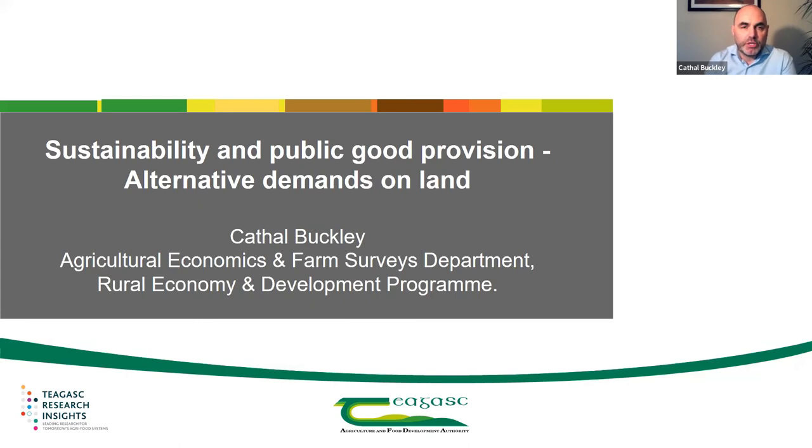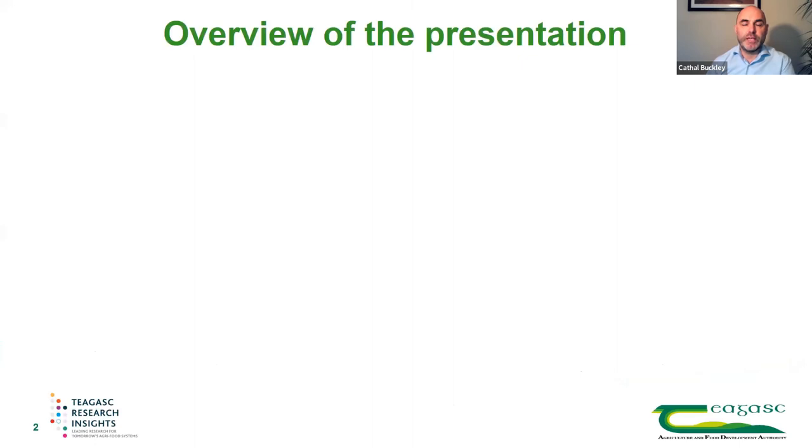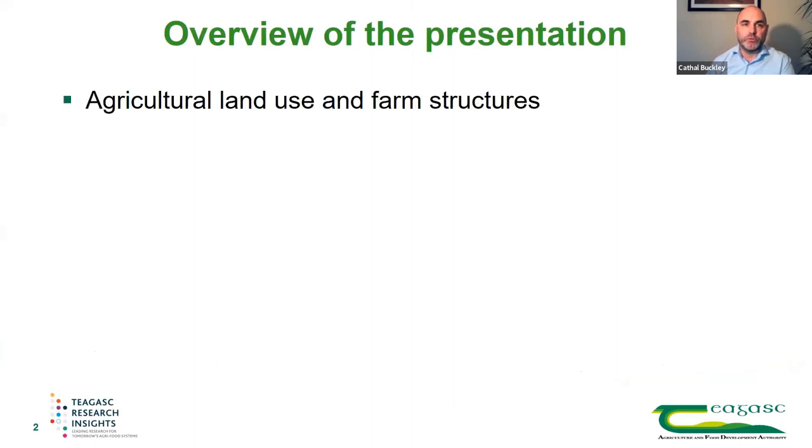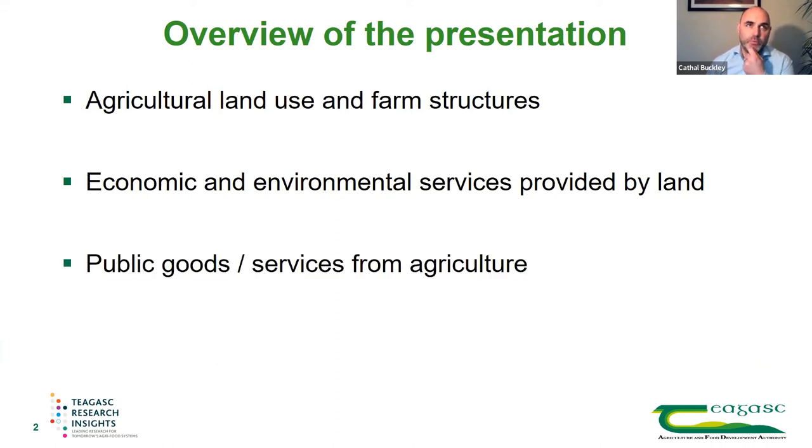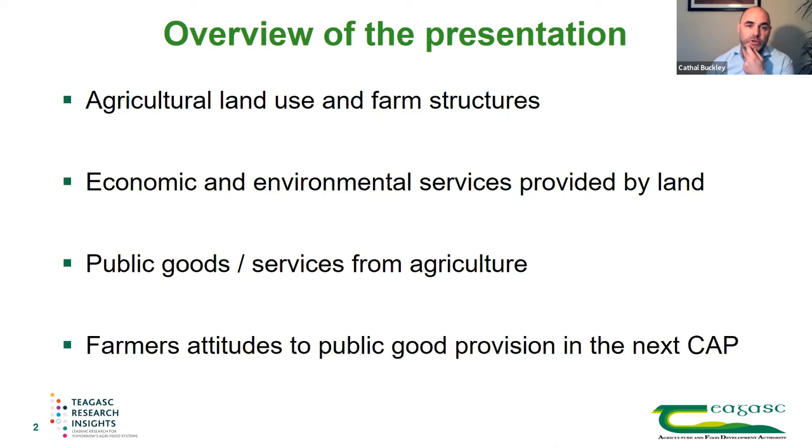In my presentation, I'm going to look at sustainability and the whole area of public good provision from agriculture, and look a little bit at the many demands we place on our agricultural land. So I'm going to start with outlining some of the current agricultural land uses and farm structures, then speak a little bit about the economic and environmental services provided by land, talk then about the public goods and services that we derive from agriculture, and I'm going to finish then with a survey of farmer attitudes to public good provision in the next round of the Common Agricultural Policy.